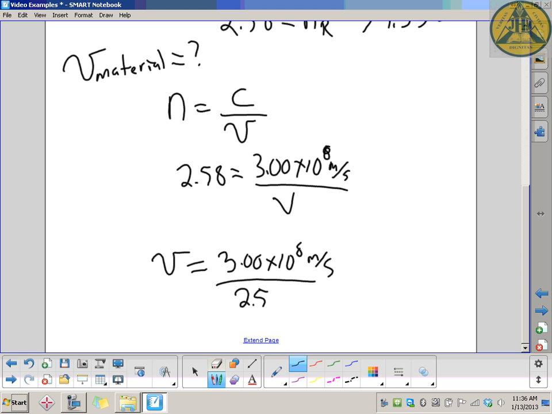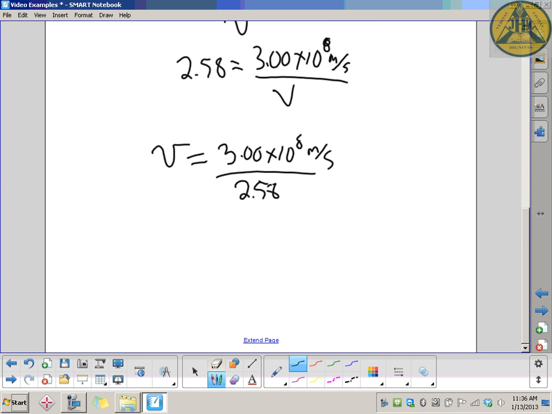Remember, speed of light always has to be smaller inside a material than in perfect space. That's a good way to check your answer too, so you didn't make a little mistake. 3 times 10 to the 8 divided by 2.58 gives 1.16 times 10 to the 8 meters per second.